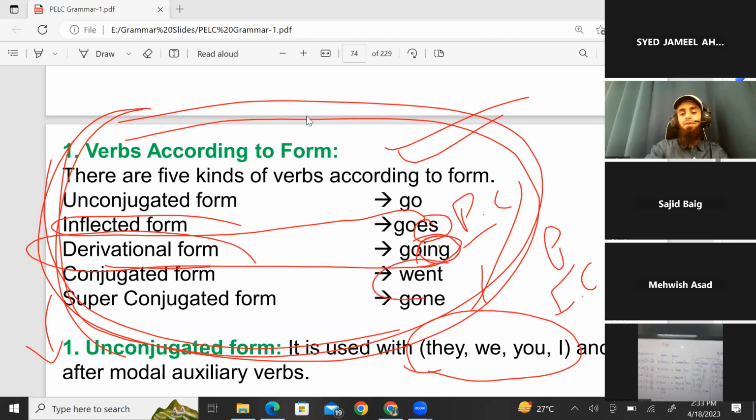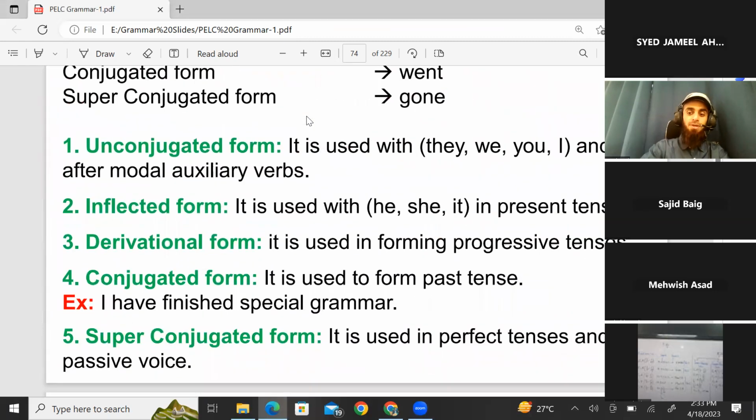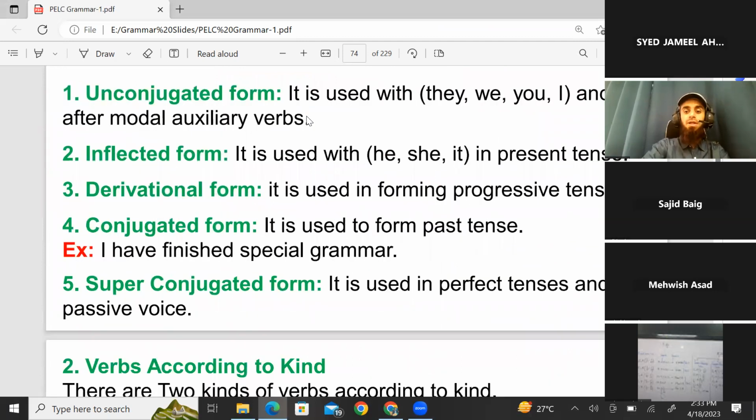Now, the second form of verb is called conjugated. The first form of verb is unconjugated, the second form is conjugated, and the third form of verb is superconjugated. From now onwards, you can ask someone, what is the superconjugated form of go? That is the third form of verb, gone. But if you ask superconjugated, maybe someone would get stuck. Like, what is super? What is meant by superconjugated, right? Superconjugated, conjugated, unconjugated. That is actually the third, second, first form. Okay. Now it is used with they, we, you, I, and after a modal auxiliary verb.